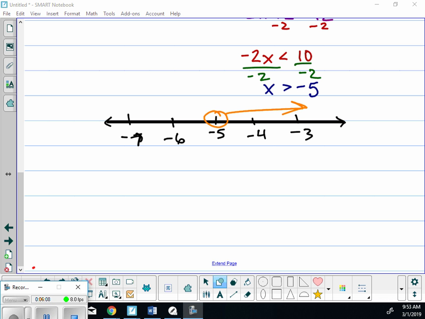If you have a less than or a greater than without any line underneath it, it is going to be an open circle at that number. If there is a line underneath it, we do a closed, filled-in dot at that number of negative 5, and then we would go.